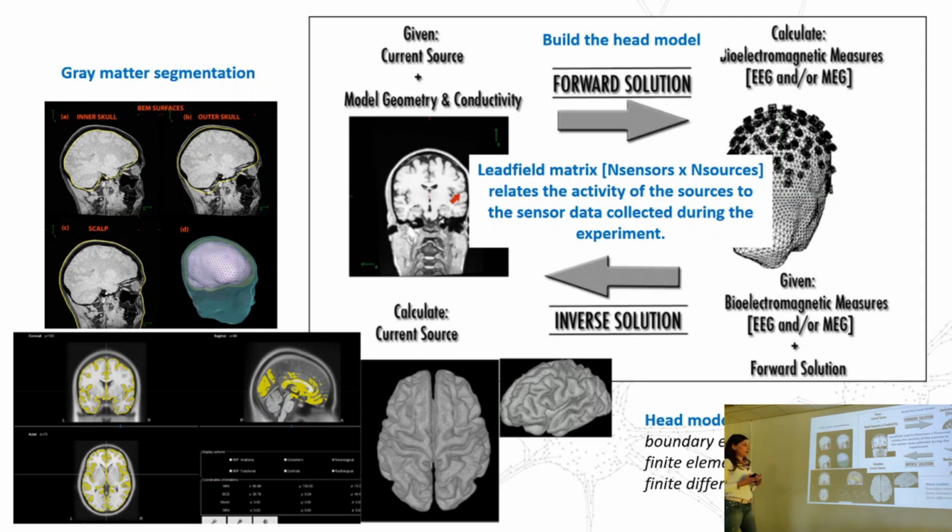The outcome of the modeling process is a lead field matrix, that is, a matrix of sensors by N sources that relates the activity of the sources to the sensor data collected during the experiment. The most common head models used are the boundary element method, the finite element method, and the finite difference method.